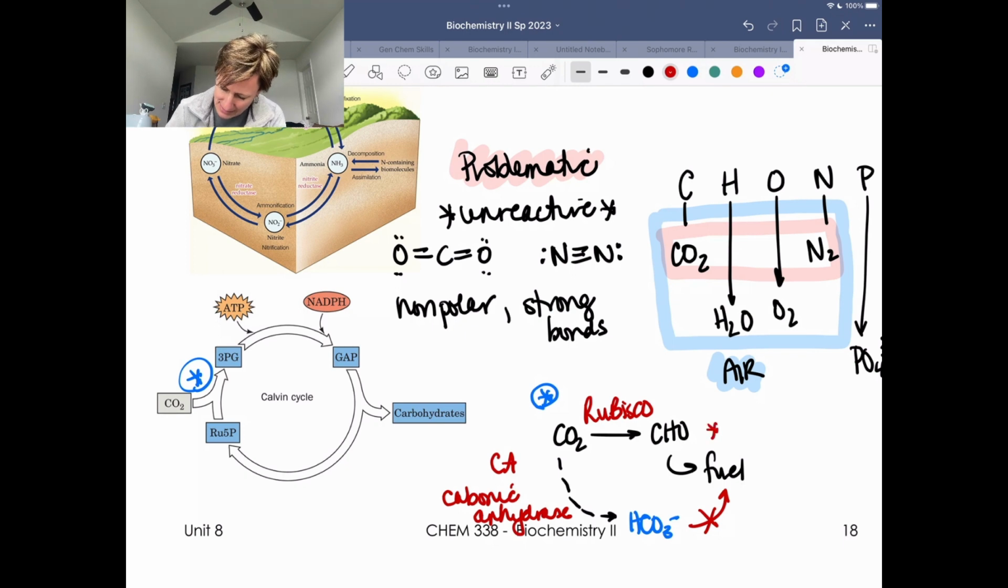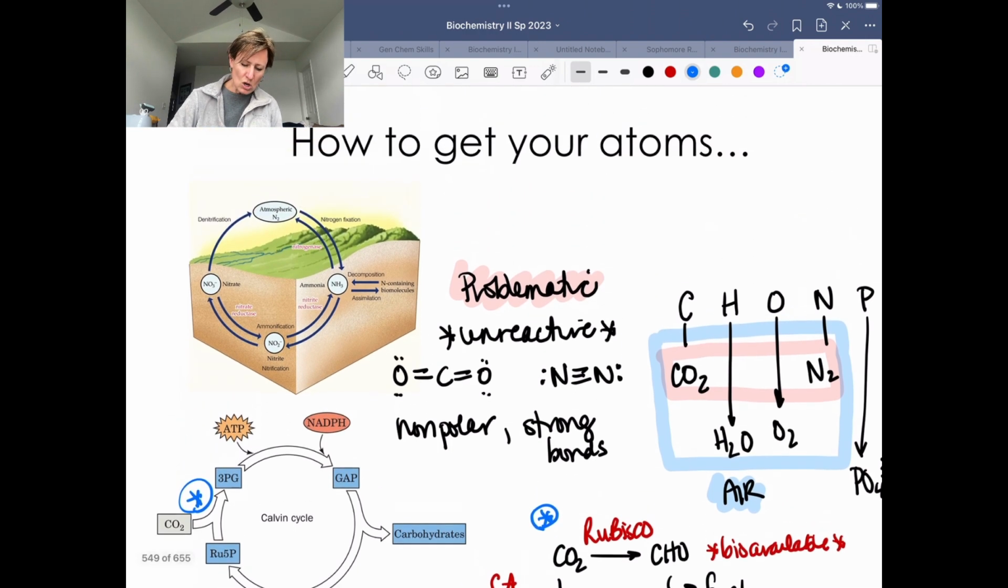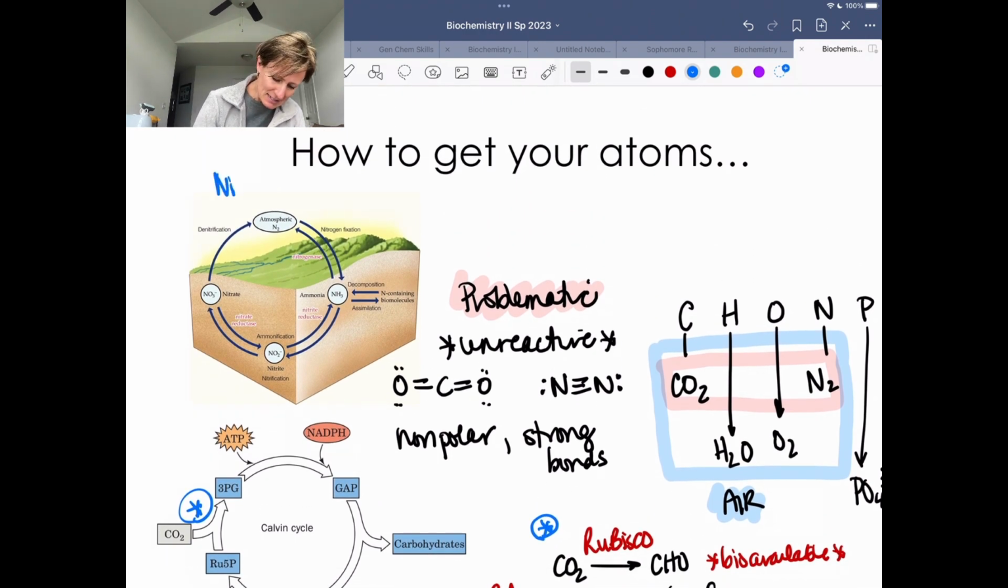So key here is that carbohydrates as fuel are bioavailable. Okay, and so this really is what is referred to as the carbon cycle. Not specifically the Calvin cycle there, but the ability to take carbon out of the atmosphere, make it into fuel, and then metabolism takes that fuel and returns it back to carbon dioxide. So what we have up top here is then the nitrogen cycle.